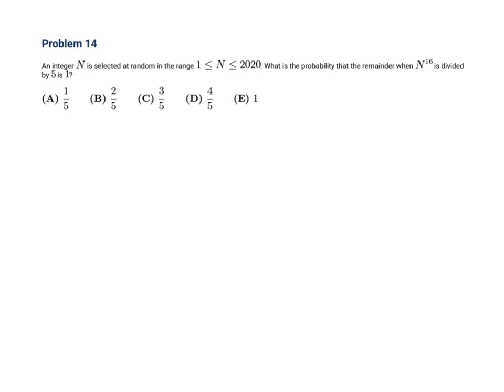An integer n is selected at random in the range n from 1 to 2020 inclusive. And we want to find the probability that the remainder when n to the 16th is divided by 5 is 1. Well, let's figure out what are the numbers so that this number raised to power 16, when it is divided by 5, the remainder is 1. Let's figure that out.